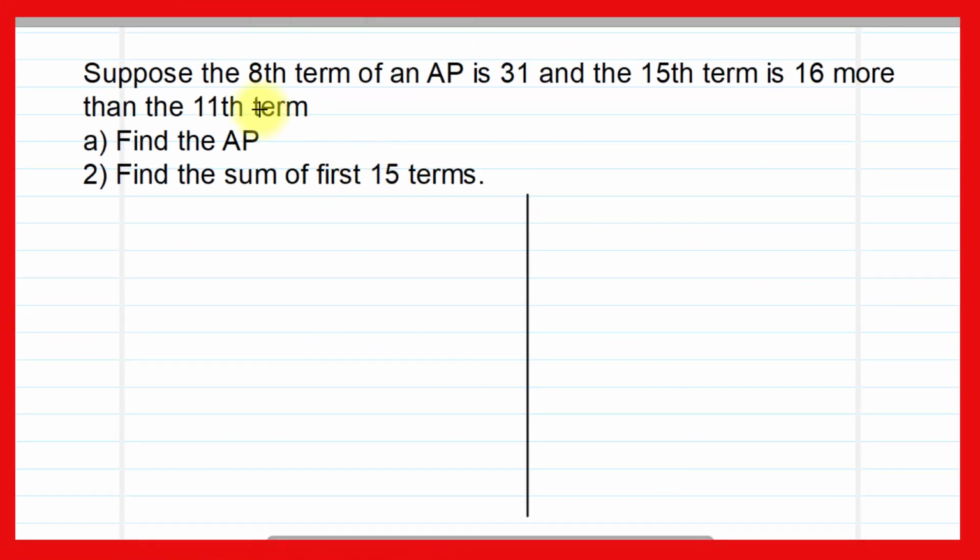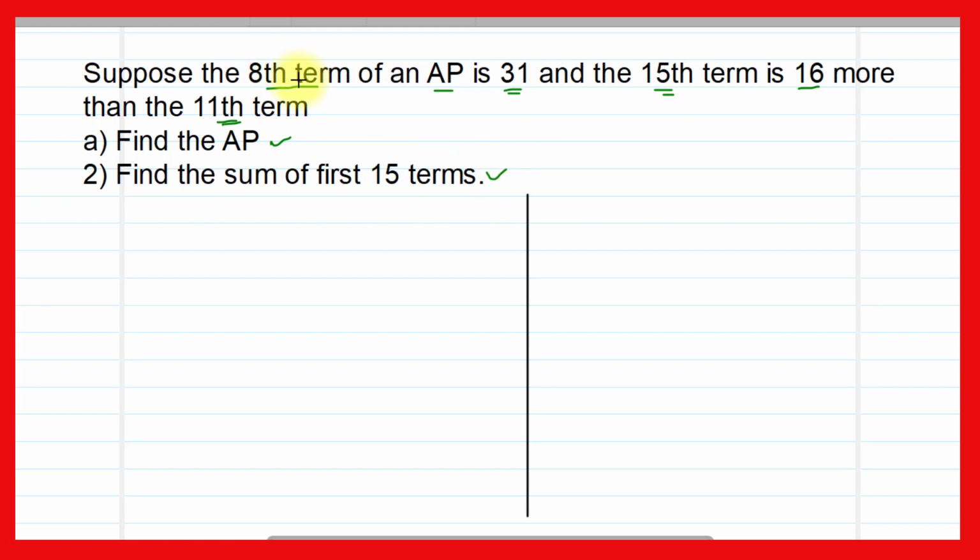Friends, here is a question on the screen. Suppose the 8th term of an AP is 31 and the 15th term is 16 more than the 11th term. Find the AP and find the sum of the first 15 terms.